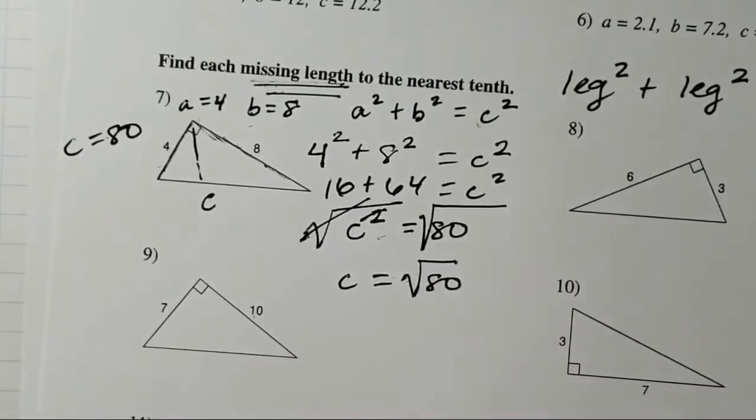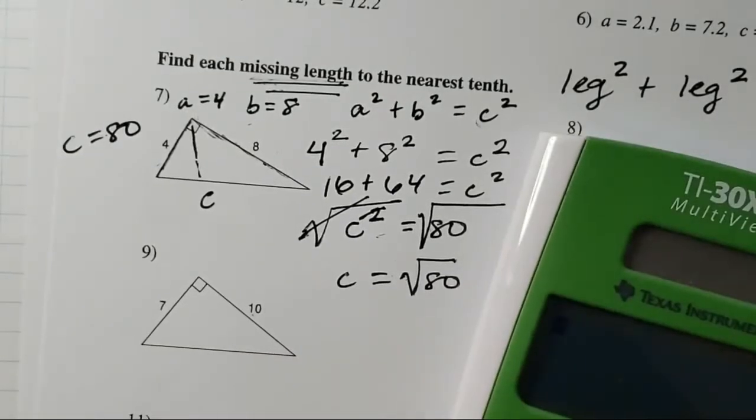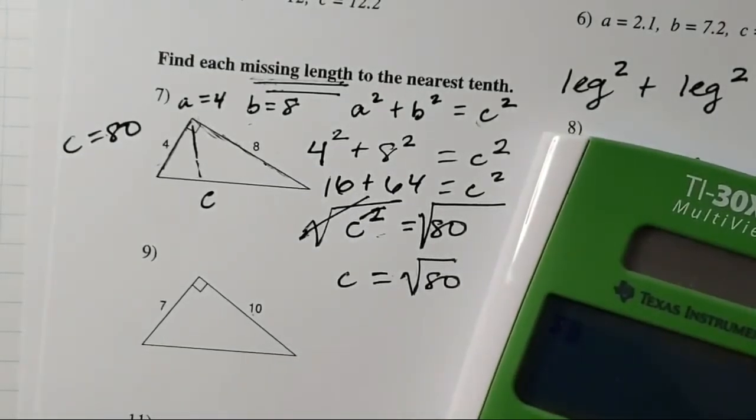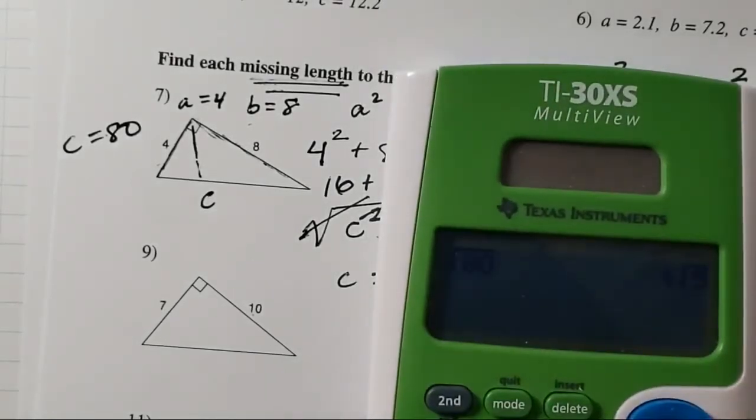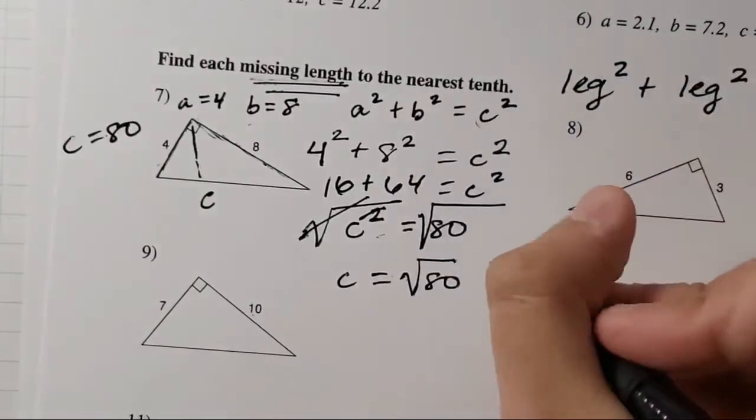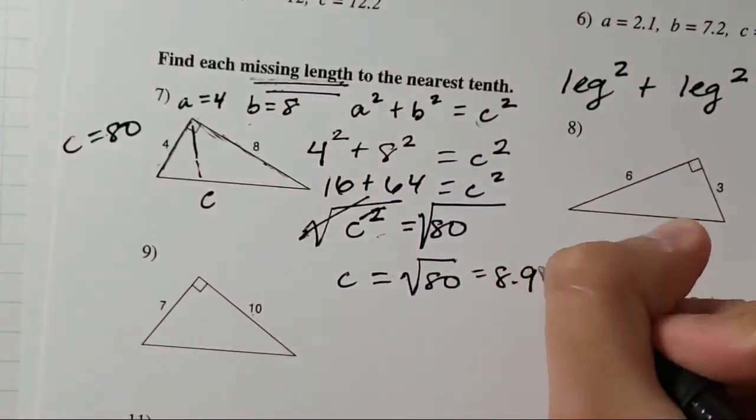All right, so now we'll get the calculator out, and we'll do square root of 80, which is 4 times the square root of 5, or in decimal, it'll be 8.9.